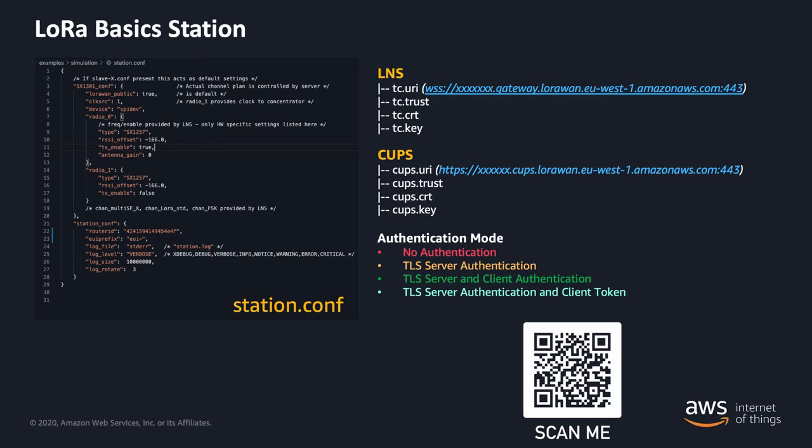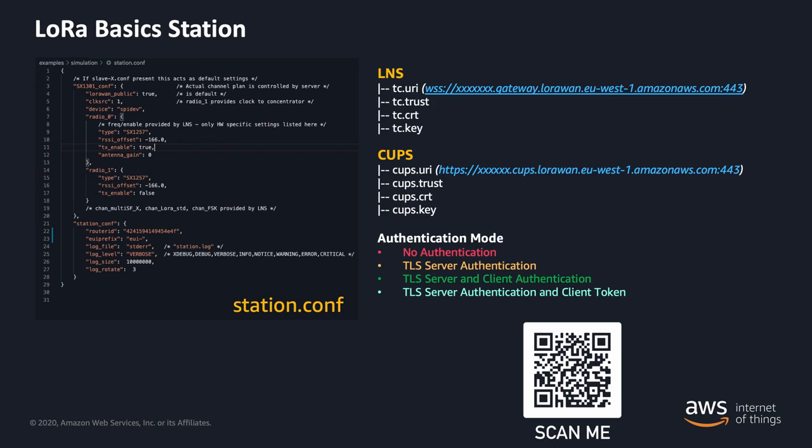To securely connect a gateway to a LoRa network server, a few configuration files have to be set up. First, the station.conf file, which contains settings to configure the gateway. Then, we need to define where we need to connect, and we have two options. The file tc.uri contains the full URL to the LNS WebSocket endpoint. The communication is secured using the credential sets tc.trust, tc.key, and tc.crt.